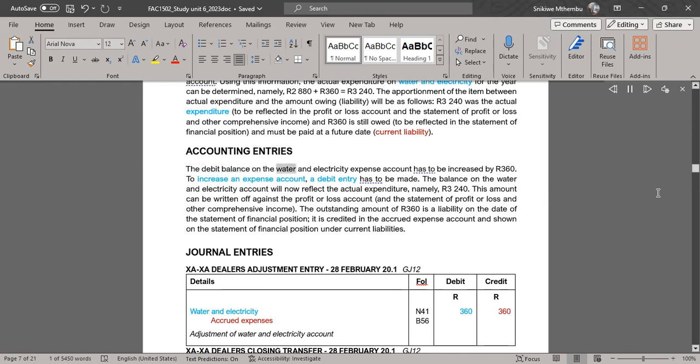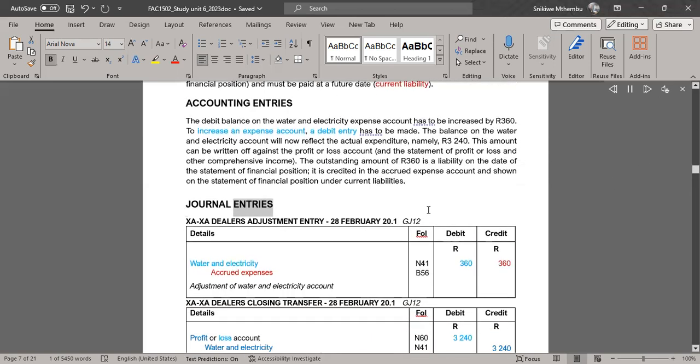The debit balance on the water and electricity expense account has to be increased by R360. To increase an expense account, a debit entry has to be made. The balance on the water and electricity account will now reflect the actual expenditure, namely R3240. This amount can be written off against the profit or loss account, and the statement of profit or loss and other comprehensive income. The outstanding amount of R360 is a liability on the date of the statement of financial position. It is credited in the accrued expense account and shown on the statement of financial position under current liabilities.